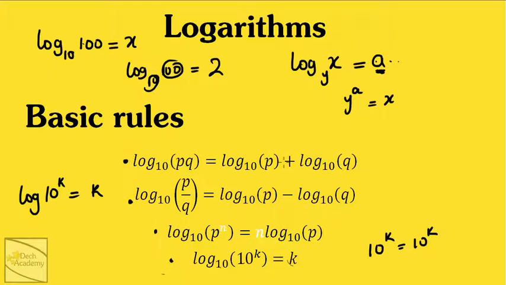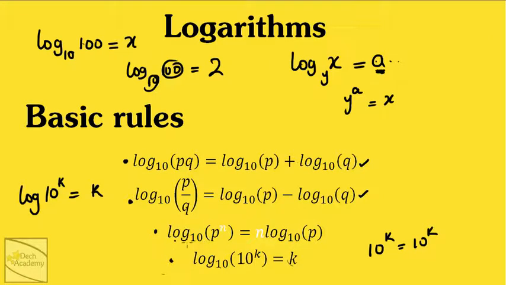The first major rule here is that the logarithm of p times q is equal to the logarithm of p plus the logarithm of q. The second rule says that the logarithm of p over q is equal to the logarithm of p minus the logarithm of q.